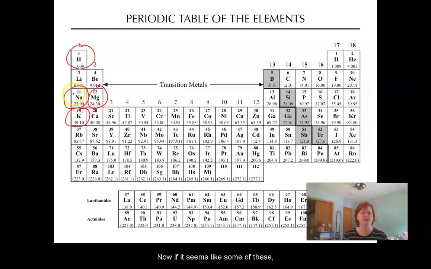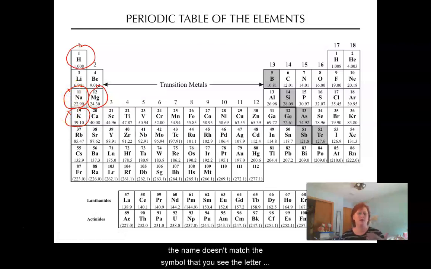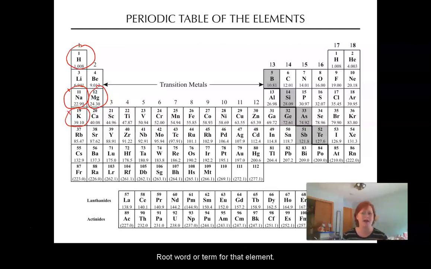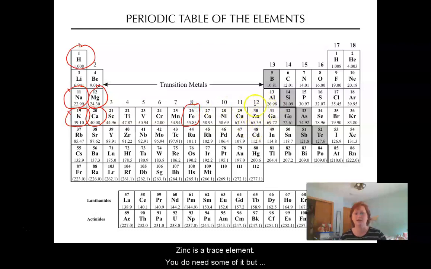Potassium. Now if it seems like some of these, like sodium and potassium and others, the name doesn't match the symbol that you see, the letter in the middle of the box, then that's usually because there's some Latin or other kind of root word or term for that element. Ca is calcium. You know that's important. We kind of cruise along over here. Fe is iron. Zinc is a trace element. You do need some of it, but only in very, very small amounts. We're not really going to get into that.